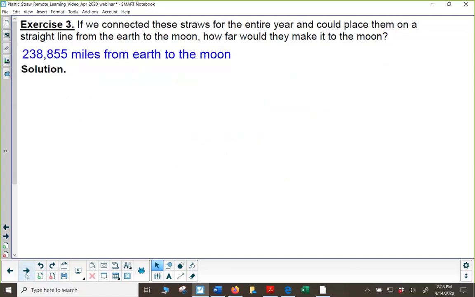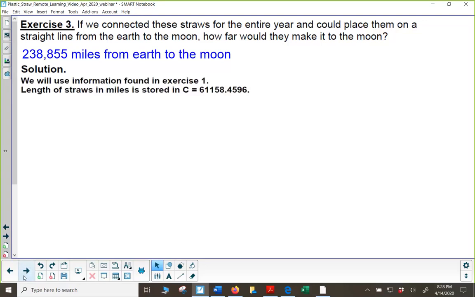So if we connected these straws for the entire year and could place them on a straight line, would they make it to the moon and so on? So this is how many miles is from Earth to moon. So we need to use information found in the first exercise. The length of the straws in miles is given in part C.